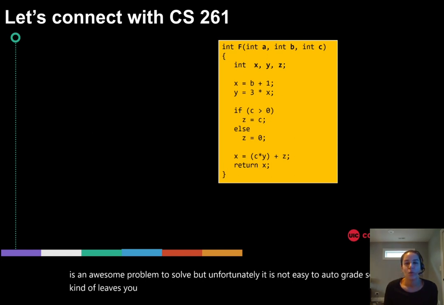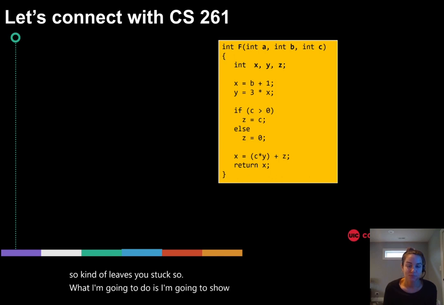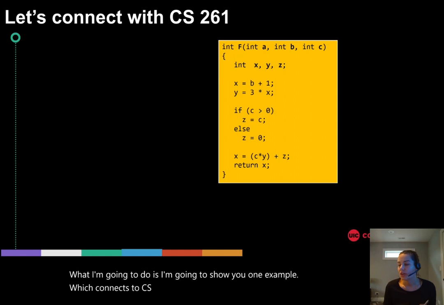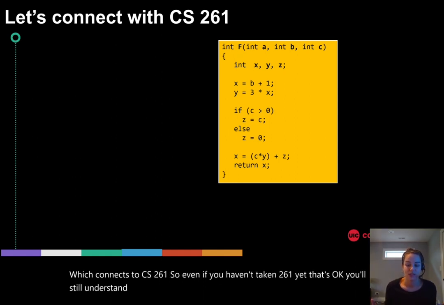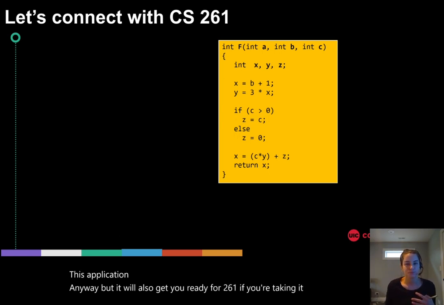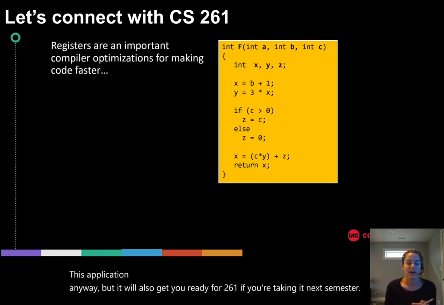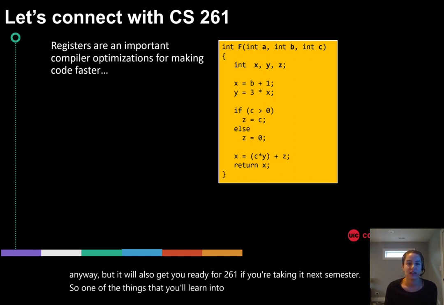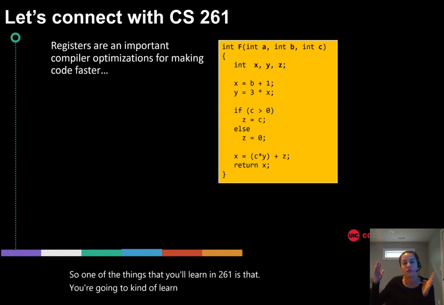So what I'm going to do is show you one example which connects to CS261. Even if you haven't taken 261 yet, that's okay. You'll still understand this application anyway, but it'll also get you ready for 261 if you're taking it next semester. One of the things that you'll learn in 261 is how code goes from C++ down to machine level code.